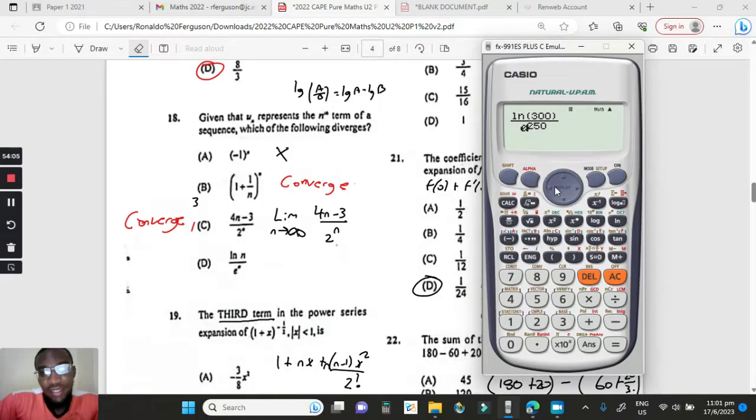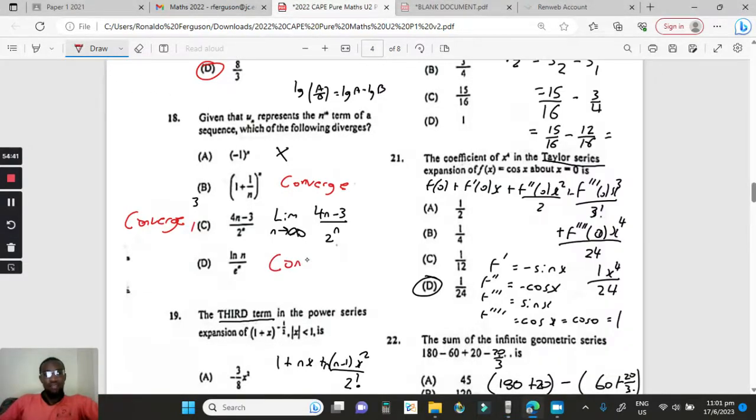Can't go 300. Let's go 250. We'll have to get an idea of what's happening. Is it converging? Is it getting smaller? Let's go 210. Getting smaller. Let's go 211. That's getting smaller. That's 10 to the minus 1. Let's go 215. Getting smaller. So they all converge. So there's no solution here.